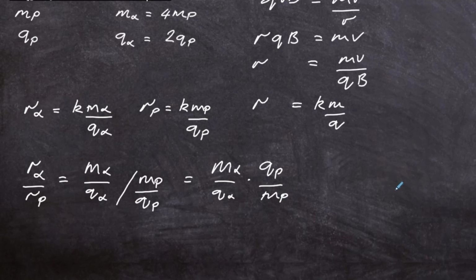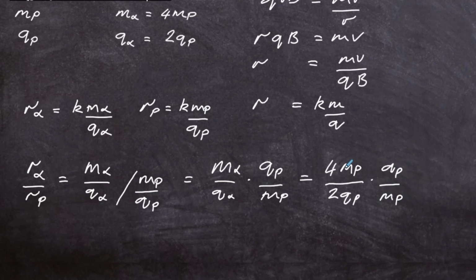So that's what we've got then. We've got a ratio of the radius of the alpha particle's path divided by the radius of the proton's path. And it's going to be m alpha over Q alpha times QP over mP. But we know the relative size of these. We know that m alpha is going to equal 4 times the mass of the proton, so we can change that to 4 times the mass of the proton, divided by Q alpha, the charge on the alpha particle, which is going to be 2 times the charge on the proton. And that gives a nice little cancelling out exercise, QP over mP.